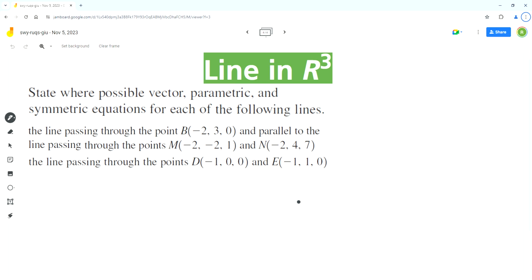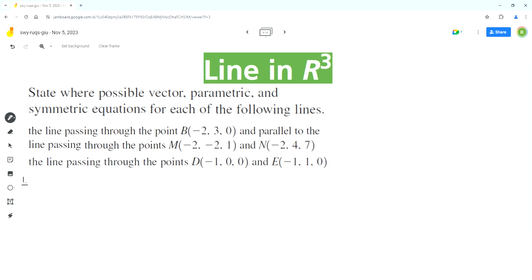So in this video, we'll solve this problem using the concepts of line in R3. As per the problem, state where possible vector, parametric and symmetric equations for each of the following lines. So let's start with the first line. For the first line, we are given that the line passing through point B and parallel to line passing through points M and N. So we should start by finding the vector equation of the line.